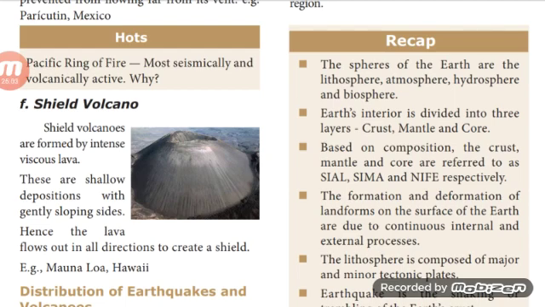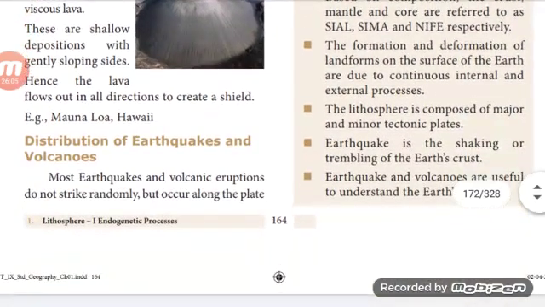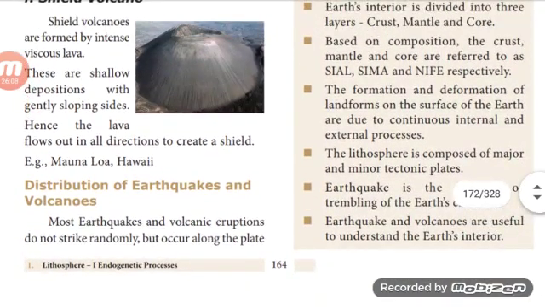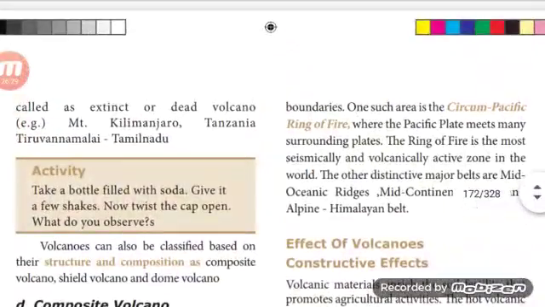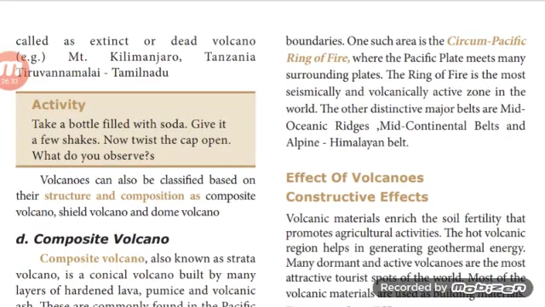Next, let us pass on to distribution of earthquakes and volcanoes. Where are the places where earthquakes and volcanoes have occurred? They generally occur along the plate boundaries. Such an area is known as the circumpacific ring of fire. Why is it known as circumpacific ring of fire? Where the Pacific plate often meets, we find volcanoes and earthquakes.